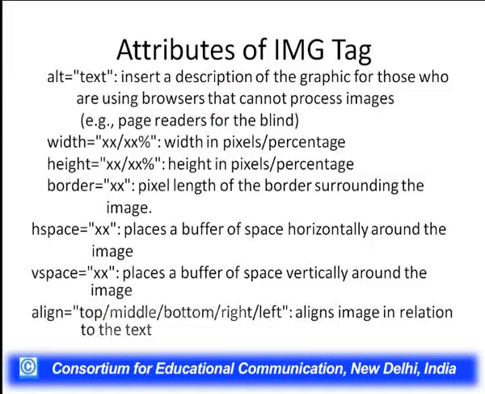Then the next attribute of the image is the width. You can specify the width in two ways. Either you can specify it as a number of pixels, or as a percentage of your total screen area, that is, how much of the screen width you want the image to fill. Similarly, you have height. Height again can be specified in pixels as well as in percentage. Then another attribute is the border attribute. In border you specify the thickness of the border which surrounds the image, and you specify the border also in pixels.